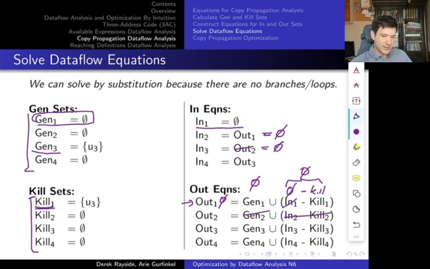Now something more interesting happens. We now need to compute out 3. In 3 is an empty set, so let me cross it. Kill 3 is an empty set, let me cross it. But gen 3 is u3, so I have to put it in here. That means out of 3 is u3, and in of 4 is u3. Then we plug it in here. So in of 4 is now u3, kill of 4 is empty, gen of 4 is empty, and out of 4 is u3.